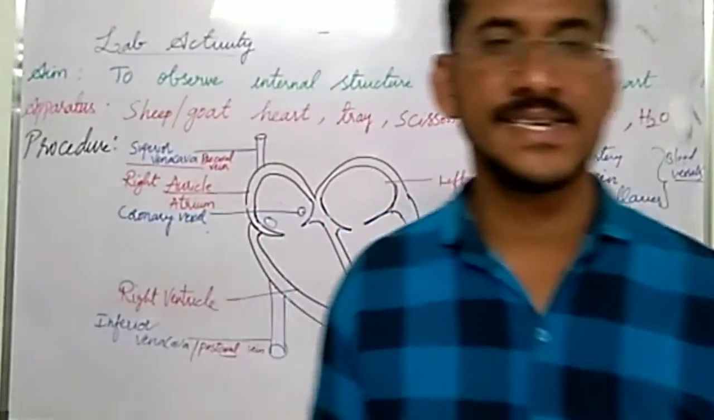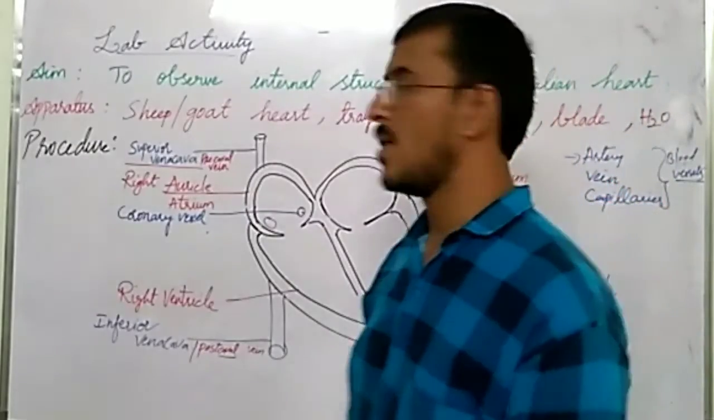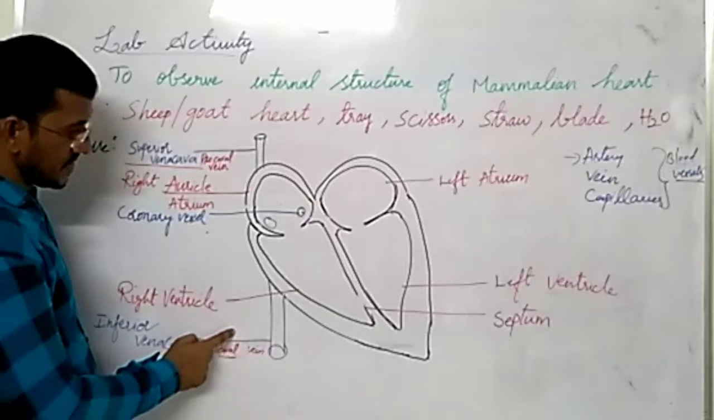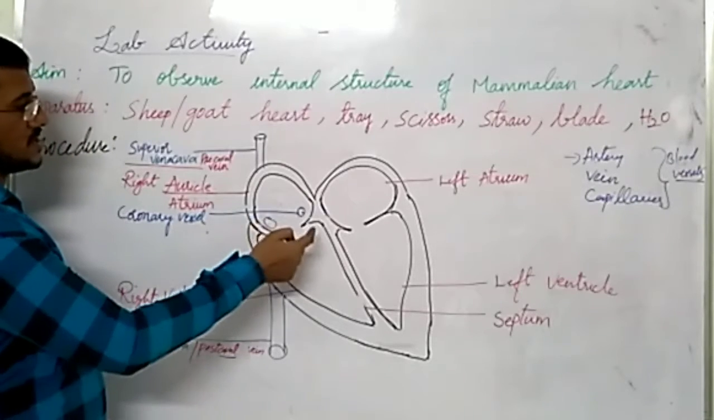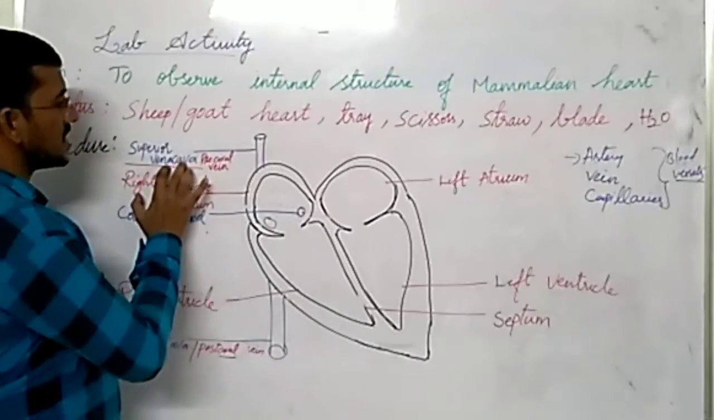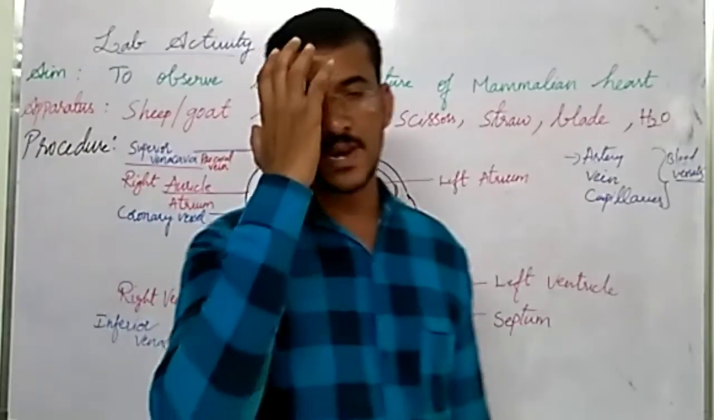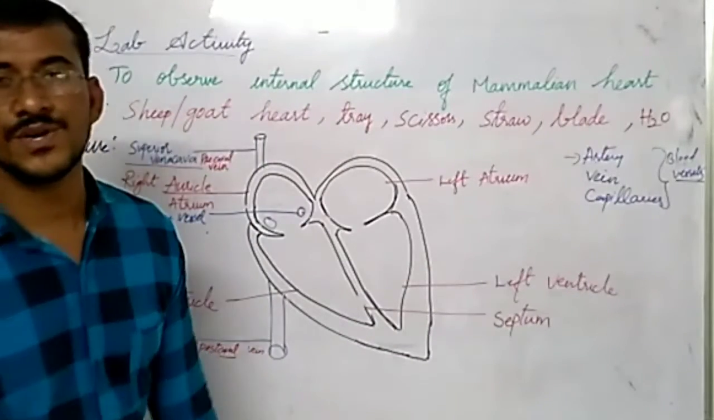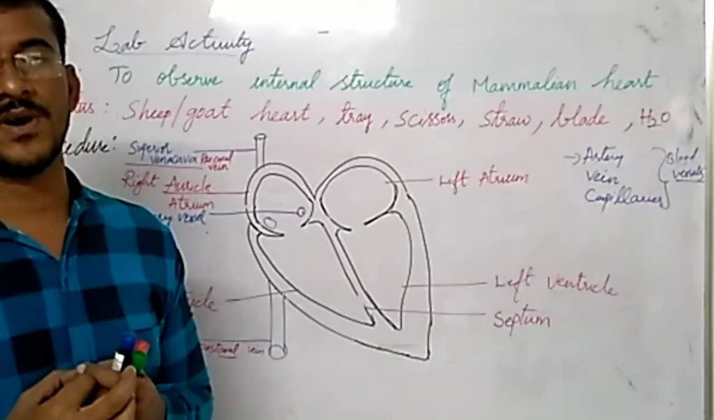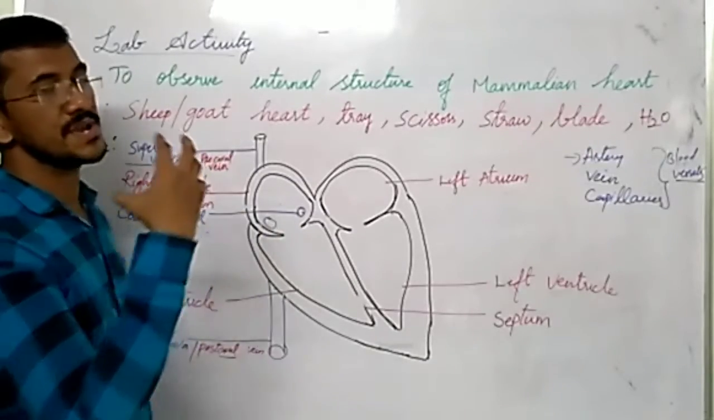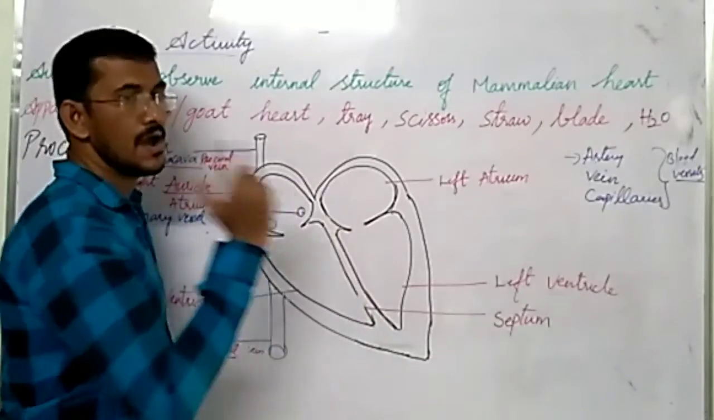In the right atrium, three blood vessels will open: superior vena cava, inferior vena cava, and coronary blood vessel. Superior vena cava will bring deoxygenated blood from head and neck. Inferior vena cava is going to collect from lower parts of the body, that is hands and legs. And coronary blood vessel will bring deoxygenated blood from heart.